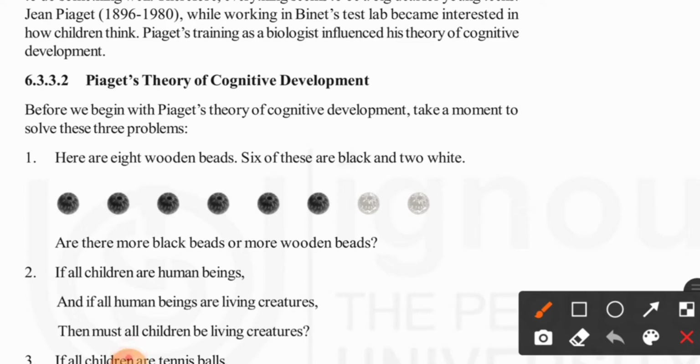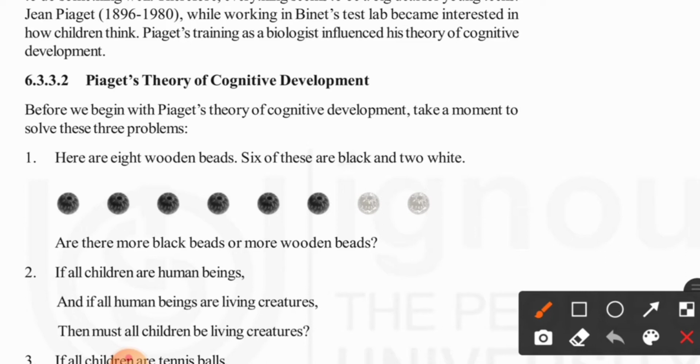Today we are going to talk about Piaget's theory of cognitive development. Piaget was one of the famous Swiss psychologists, and he has given a theory of cognitive development, which is very, very important for your residential school examination, for your teaching exam, or any other teaching related exam. This topic is very important because it comes in almost all the exams, so you need to understand it very well.